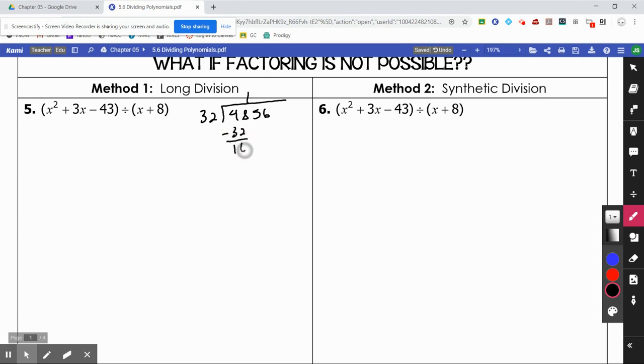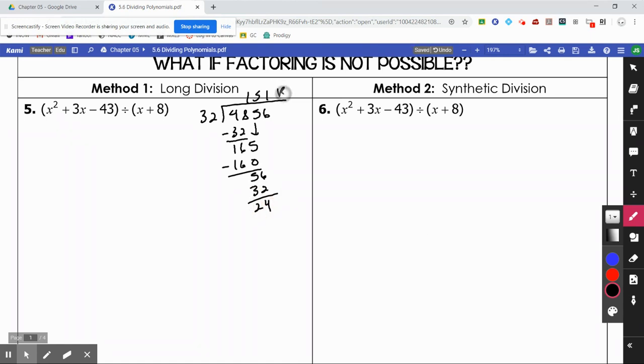And you subtract and get 16. Now what do you do? You bring down the next number. And you go through the exact same process again. That'd be a 5, multiply, 160, subtract, bring down the 6, 32 into 56 goes once, 1 times 32 is 32, and then you had this last number which we called the remainder.